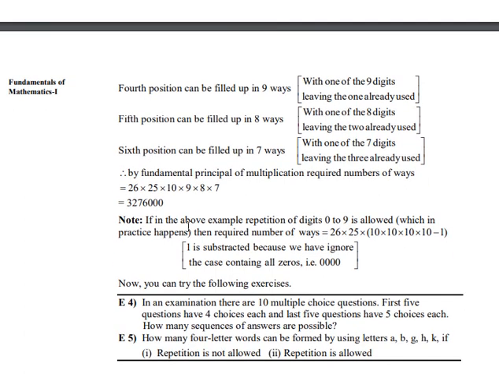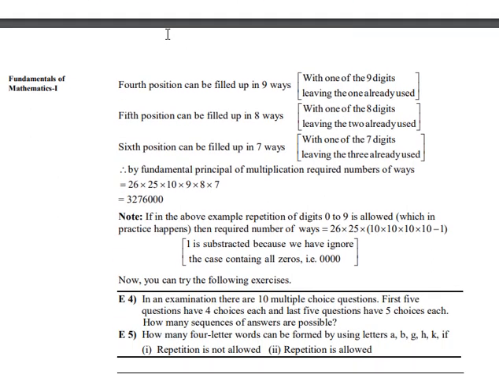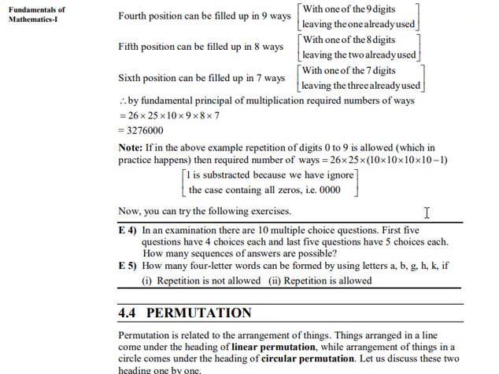Then there is one more thing in the above example: if repetition is allowed. In this case we did not allow repetition. Now if repetition is allowed, the first position is filled in 10 ways, the second position will also be filled in 10 ways, the next position could also be filled in 10 ways, which could be 0 till 9, and the last position could also be filled in 10 ways. Now the answer becomes 26 into 25 into 10 four times. Now minus 1 if you want to ignore the 0000 case, which is not really required.